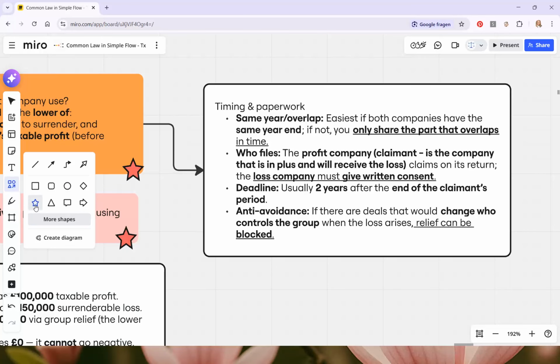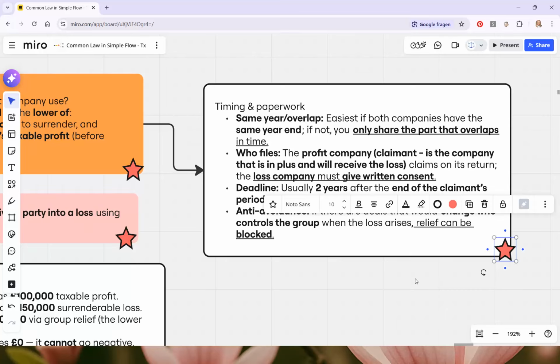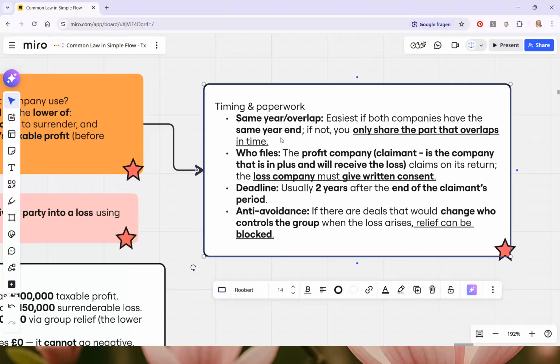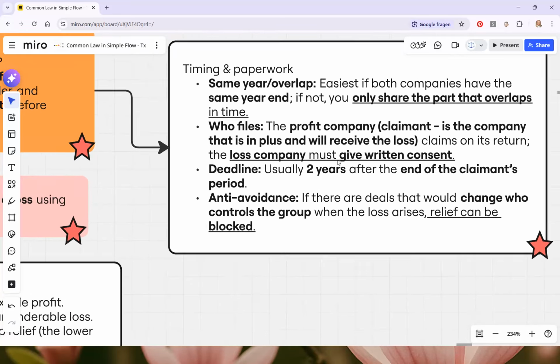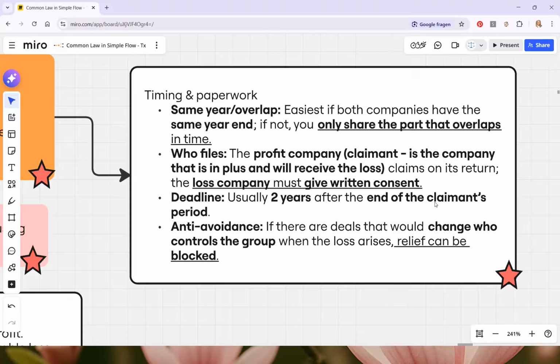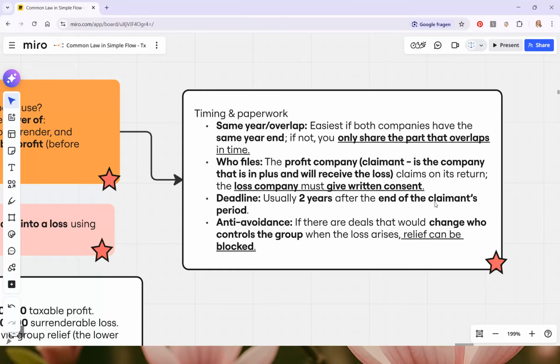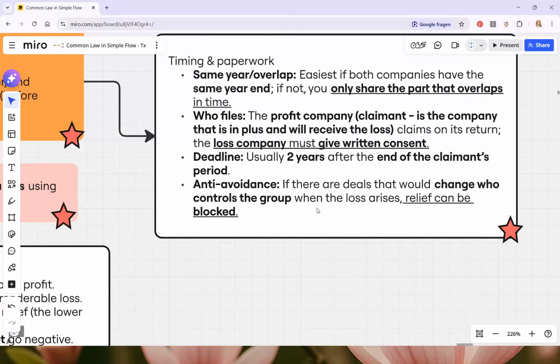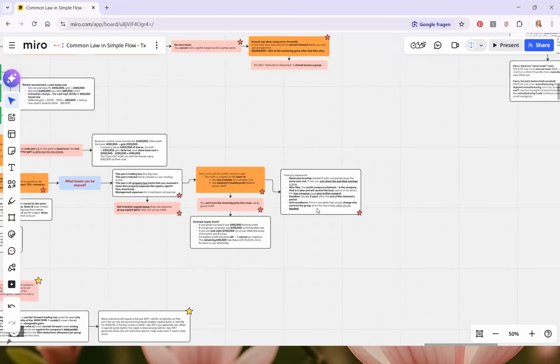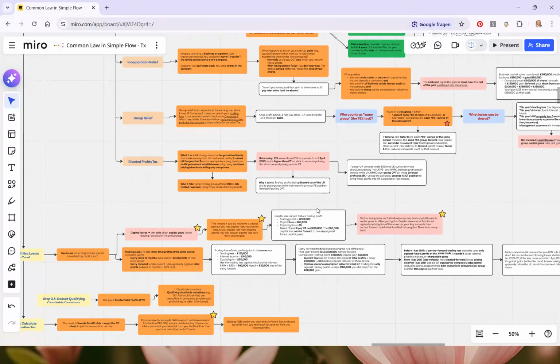So this is again important information, the timing and paperwork. It's easiest when the two companies have the same year end. If not, the share would be for the overlap time. Who files? The profit company claims on its return. The loss company must just give a written consent. The deadline is 2 years after the end of the claimant's period. And there is also one point: if there are deals that would change control of the group when the loss arises, the relief can be blocked. So that was all about the group relief.